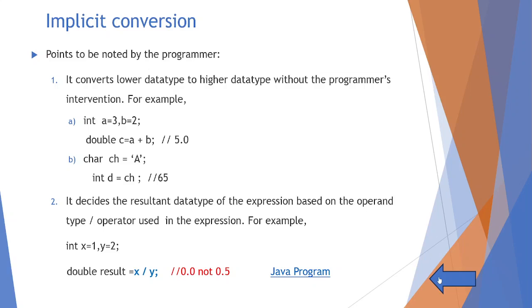So let's see a Java program, whether it is really doing it like that or not. As a programmer, we should understand this, and then how to change 0.0 to 0.5. That is explicit conversion, which we'll understand.